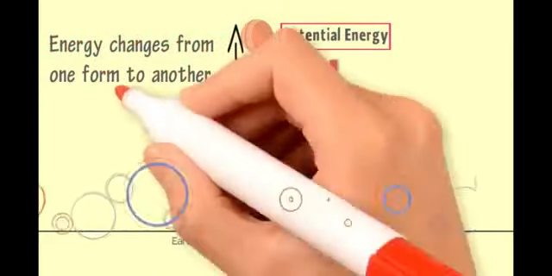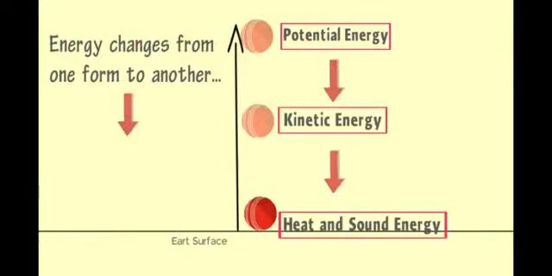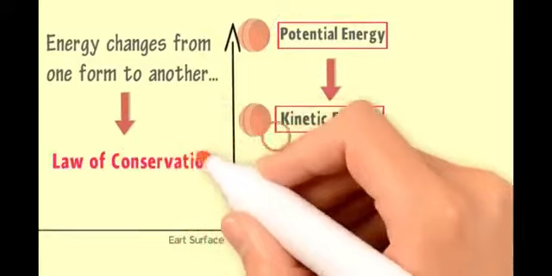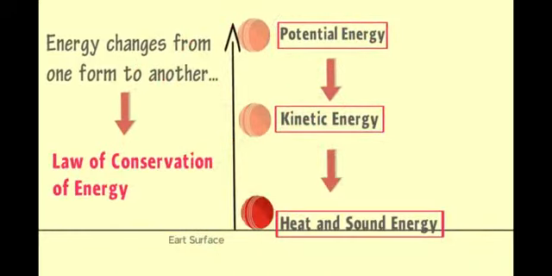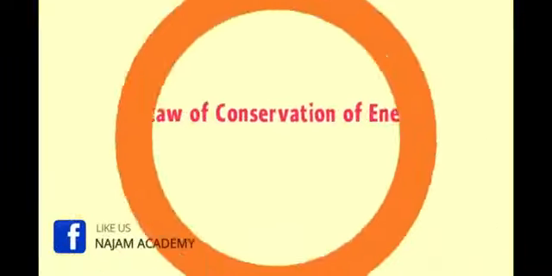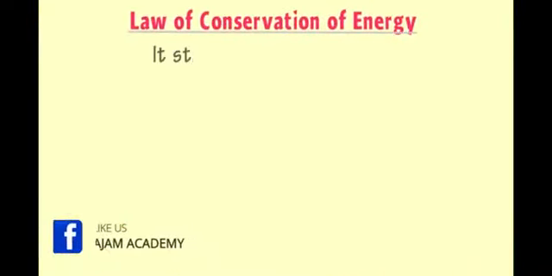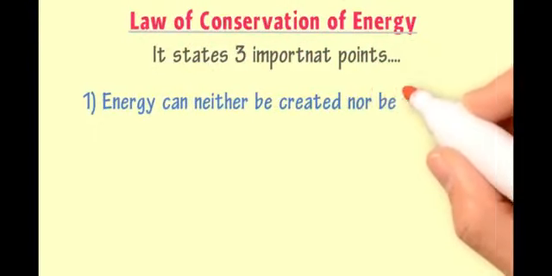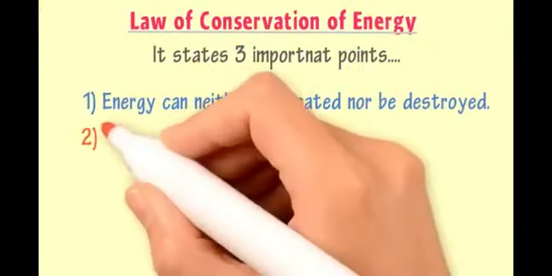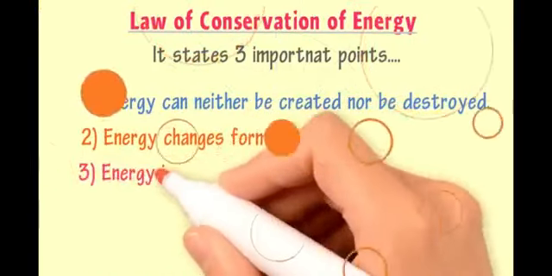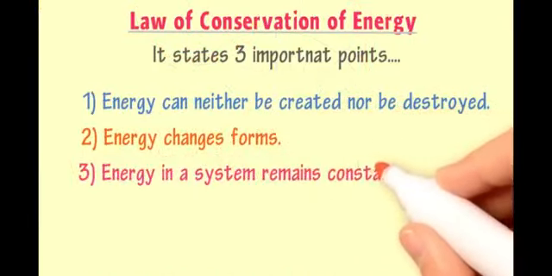Now, to understand this form-changing phenomenon of energy, scientists put forward the law of conservation of energy. Law of conservation of energy. It states three important points. Energy can neither be created nor destroyed. Energy changes between different forms. Energy in a system remains constant.